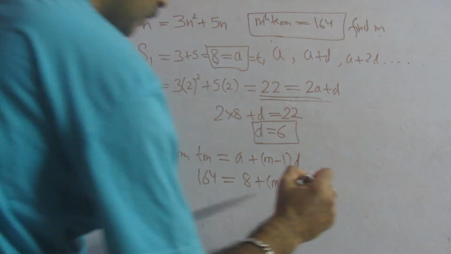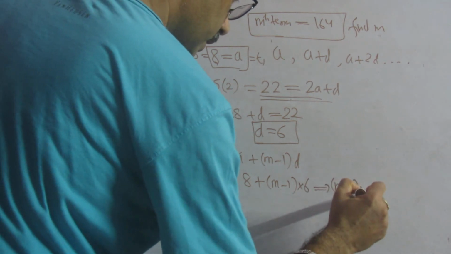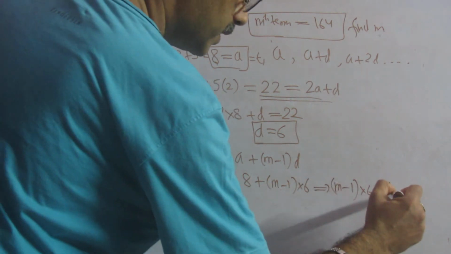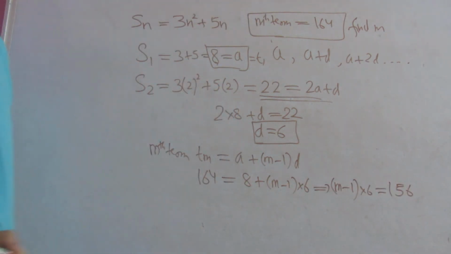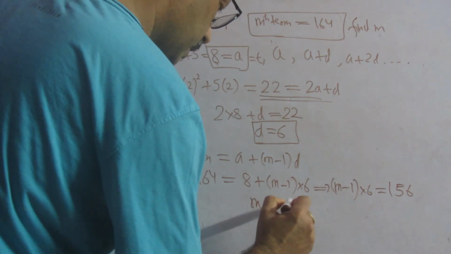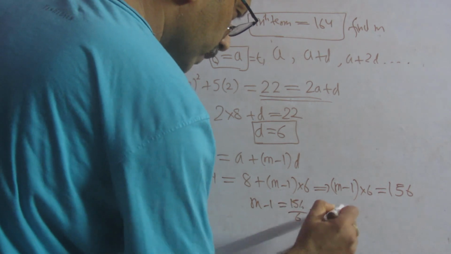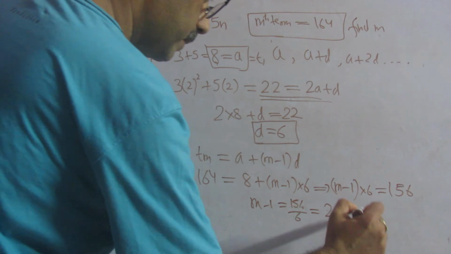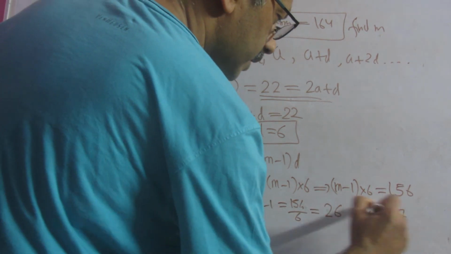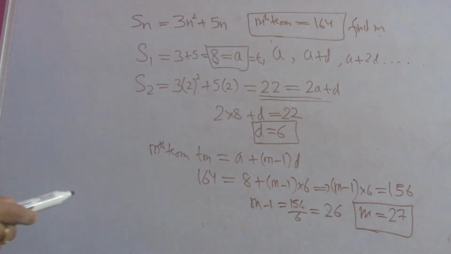Now we just solve this. So m minus 1 into 6 equals 164 minus 8, which is 156. And now m minus 1 is 156 by 6, which is 26, since 6 26s are 156. So m minus 1 is 26, m equals 27. This is how we solve questions related to AP.